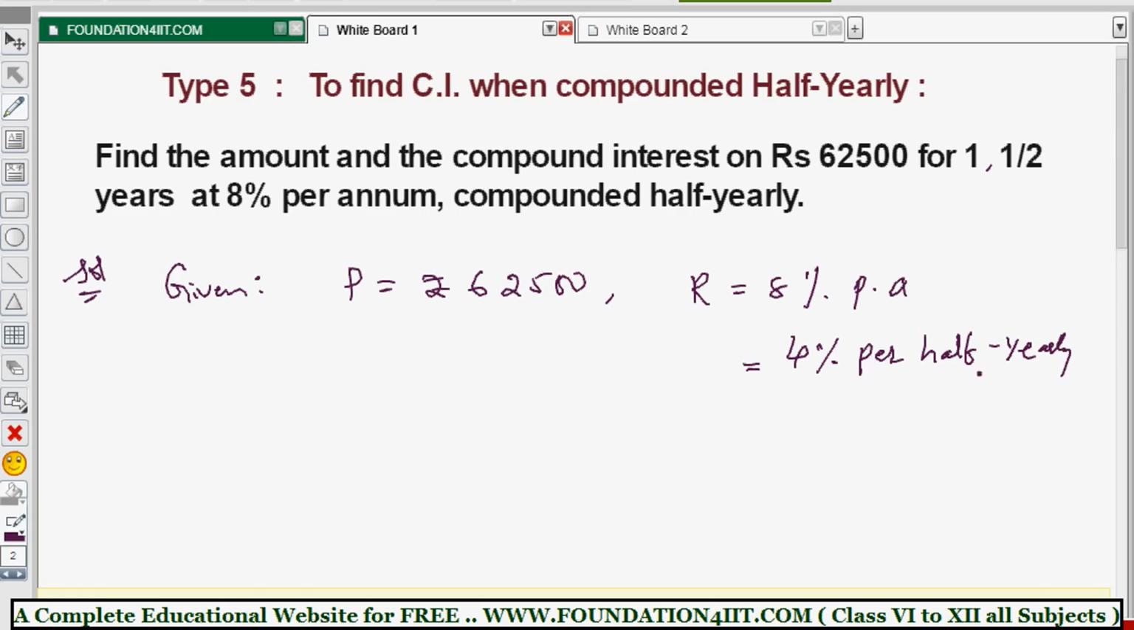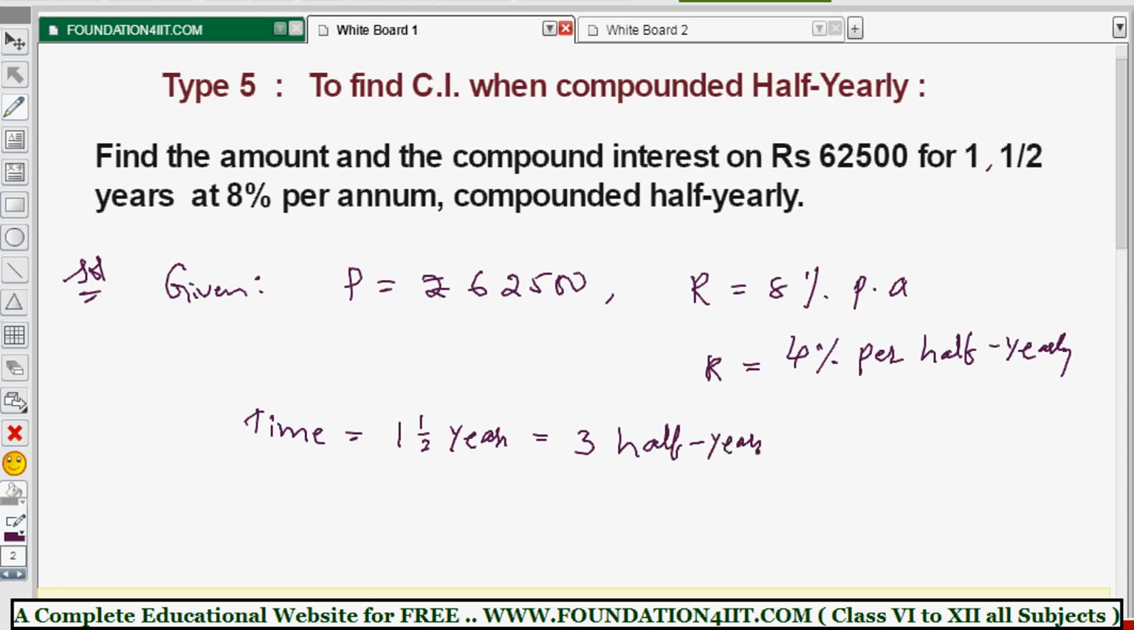So half yearly it's 4%. Okay, rate is equal to 4% now. Then time, if you observe, time is given 1.5 years. In 1.5 years, how many half years are there? You can count. In 1 year, we have 2 half years plus one more half year. So total 3 half years.